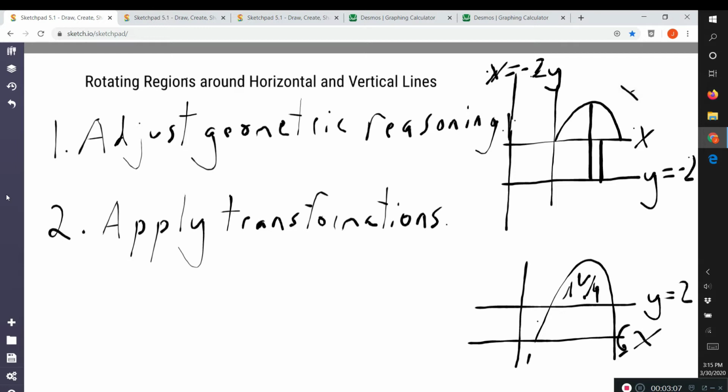The reason I tend to avoid applying transformations is twofold. Number one, a lot of the problems we do from the text and on the problem sets involve taking the same region and rotating around multiple different axes. That is a lot of work to reapply transformations each time in order to get a completely new graph in order to do the volume of that particular graph. So to avoid that extra tedious work, we're going to just work on adjusting our geometric reasoning, which is quicker if you understand it anyway.